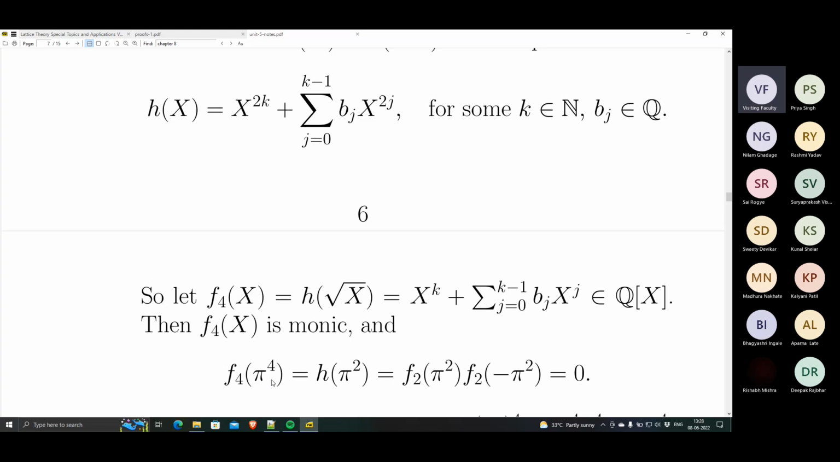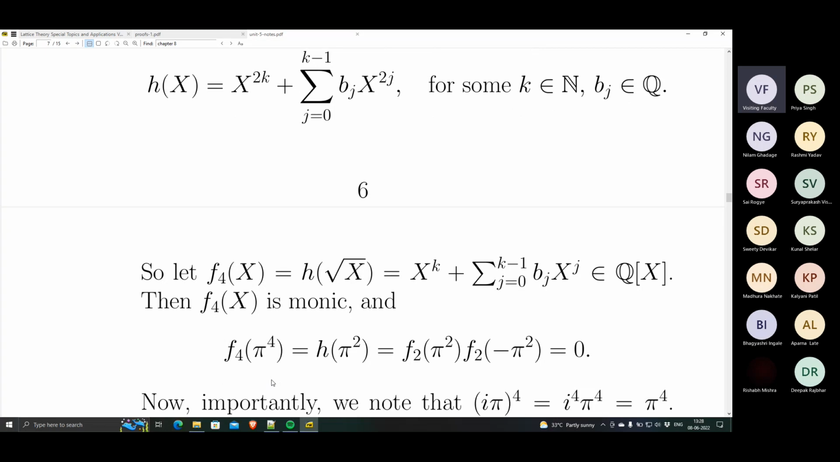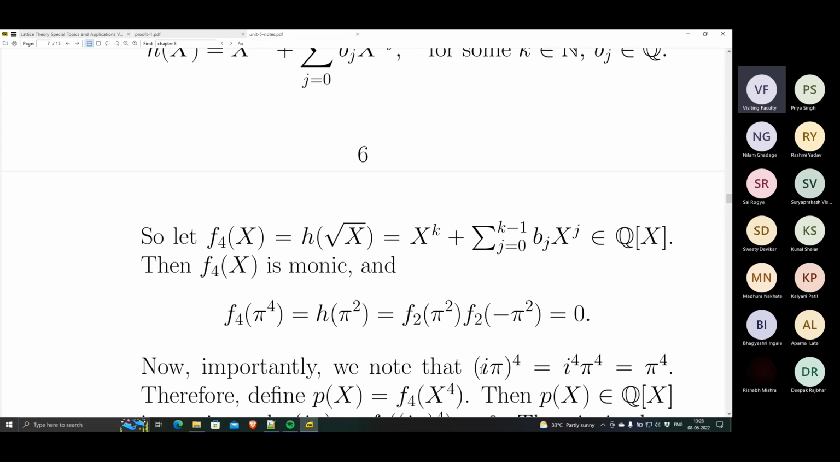But why is this so important? This is important because of the following property. Do you note this? The element i, square root of minus 1, satisfies the property i squared equal to minus 1, i cubed equal to minus i, i raised to 4 is equal to 1. Right? The order of i is actually 4 in the multiplicative group of non-zero complex numbers. i raised to 4 is 1. So instead of pi raised to 4, if I take i times pi the whole raised to 4, this is i raised to 4 times pi raised to 4, that's equal to pi raised to 4. i raised to 4 is just 1.